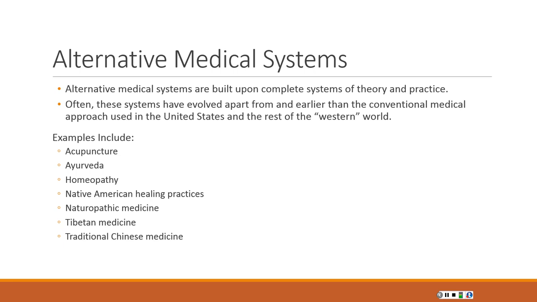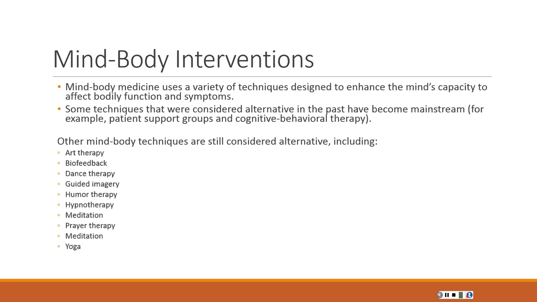And you'll notice also some of these are definitely regionally, geographically based. Some of them are culturally based. Some of them are racially based as well. So you also have to keep that in mind when you are assessing what your patient is doing. So these are the alternative medical systems. Then we have the mind-body intervention.